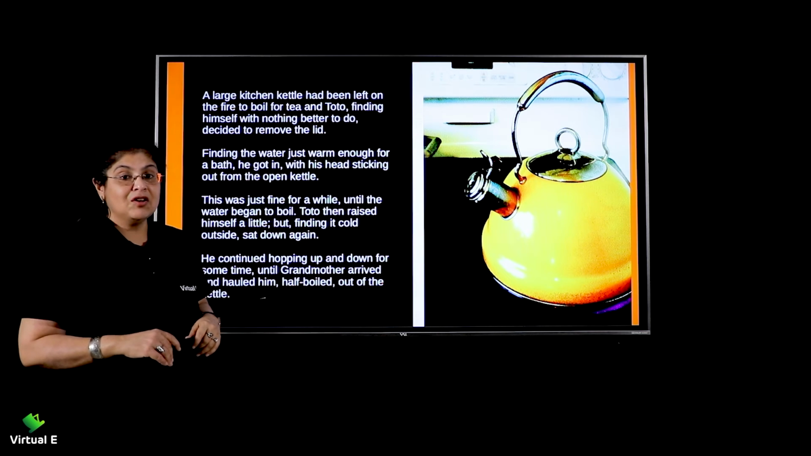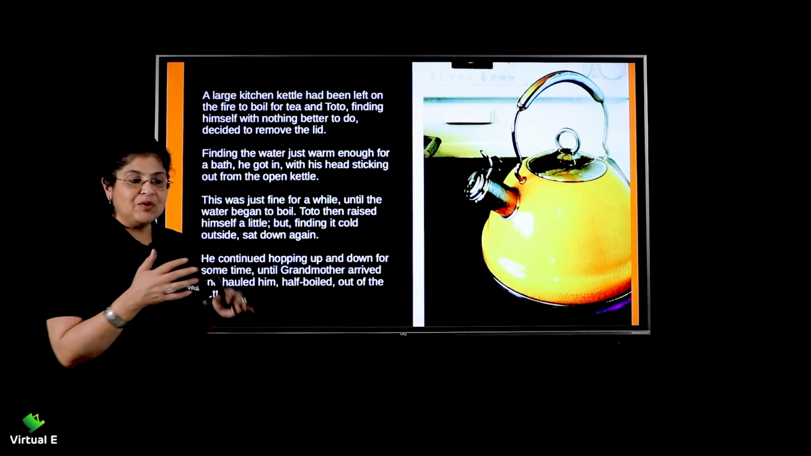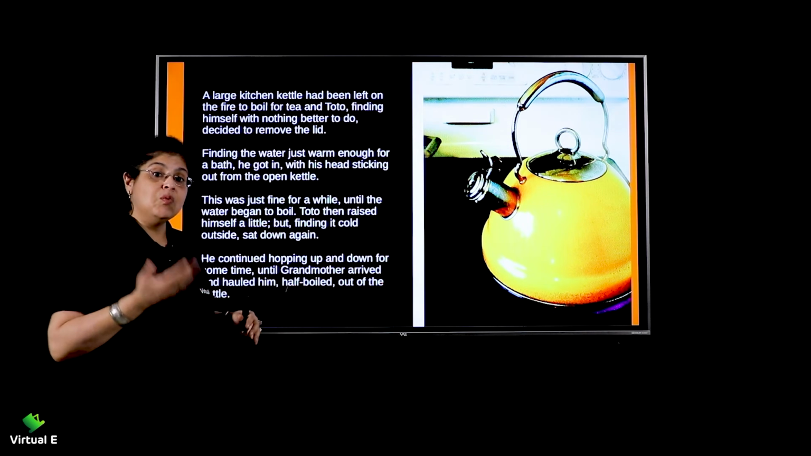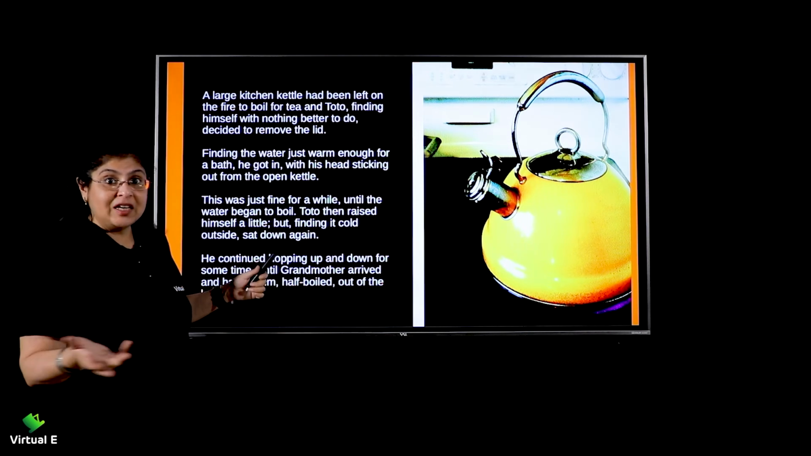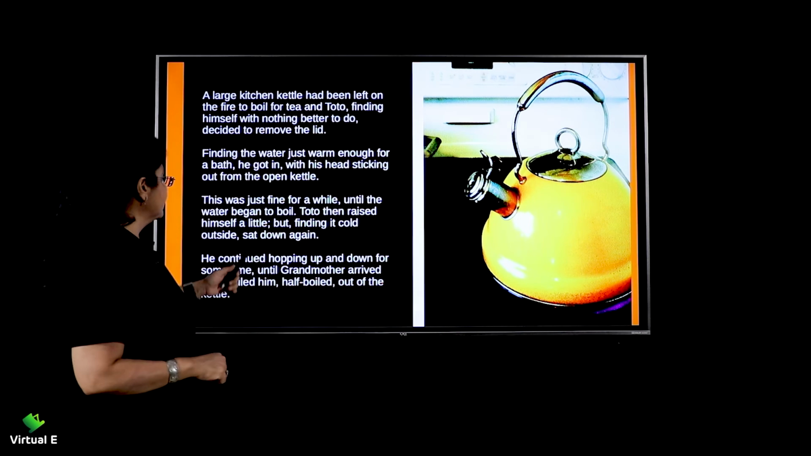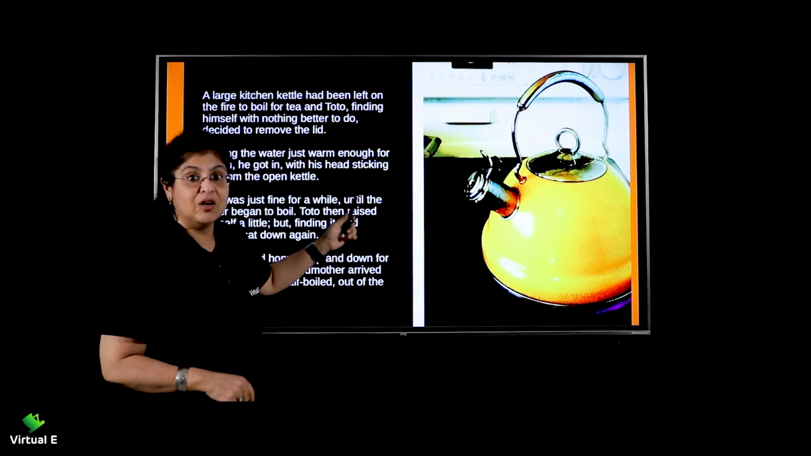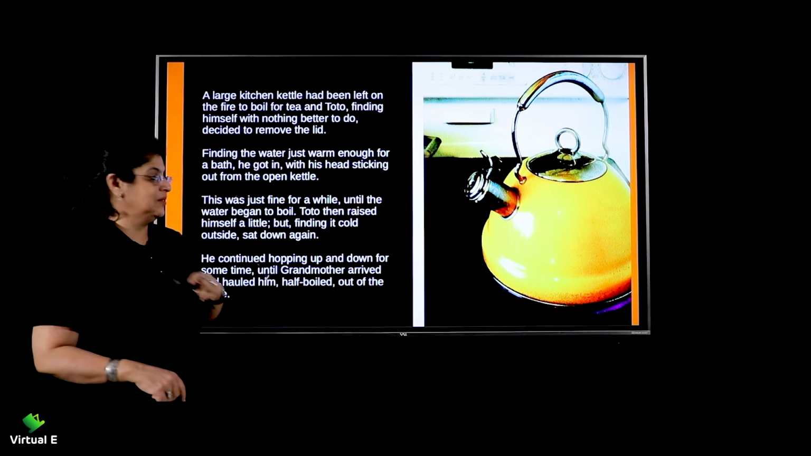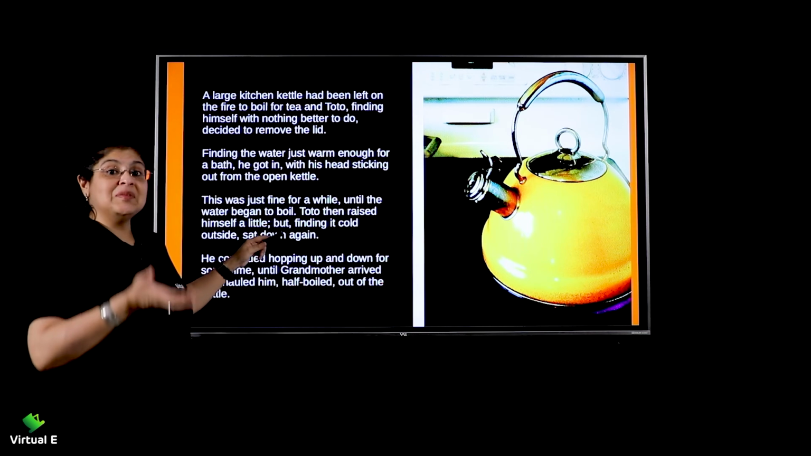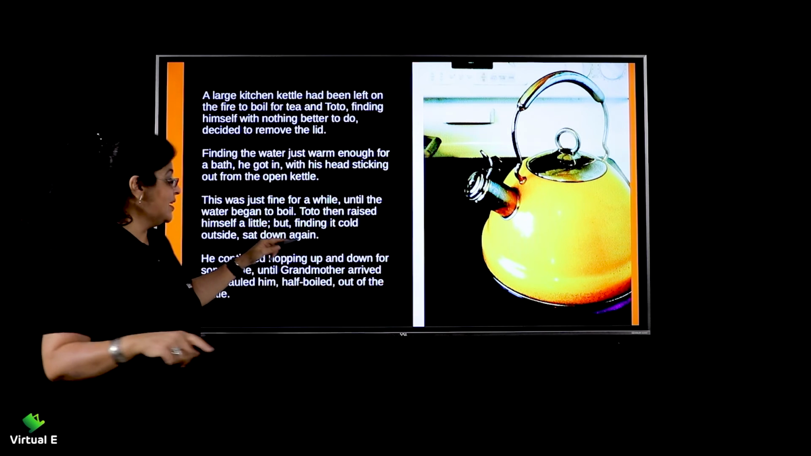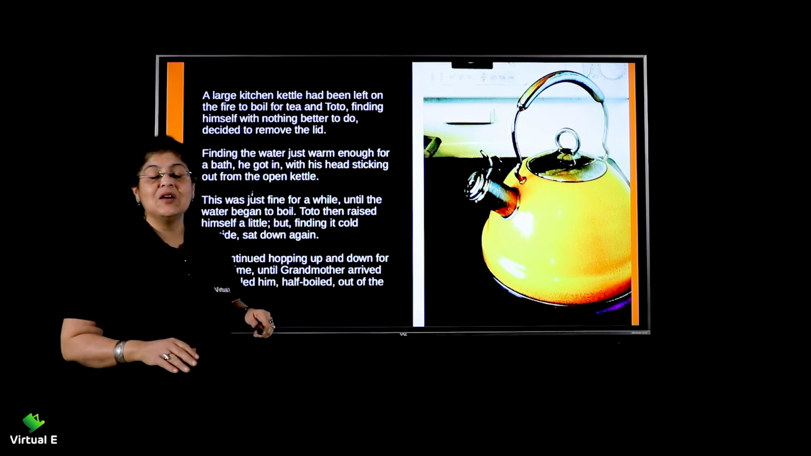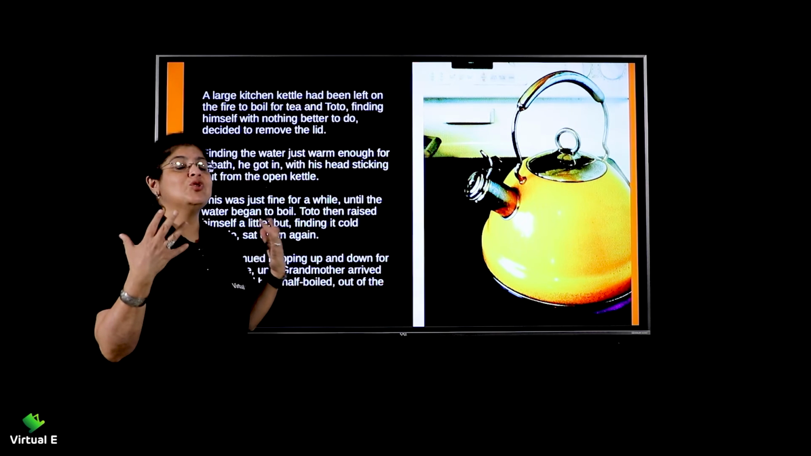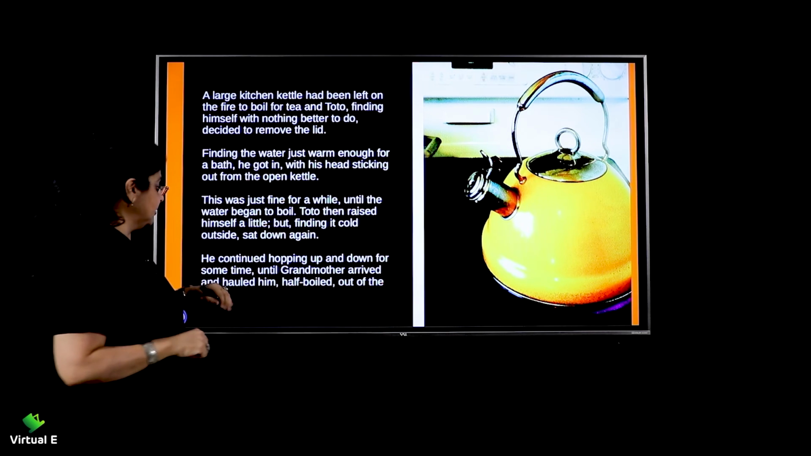open kettle. Now, he did not realize, first it had just started, so the water was just warm, but it was heating, so eventually the water would boil and it was kept for tea, so obviously it was supposed to boil. This was just fine for a while until the water began to boil. Toto then raised himself a little, but finding it cold outside, he sat down again. It was extremely cold. So the moment he tried to come out, he felt it's too cold outside. So again, he sat down again.